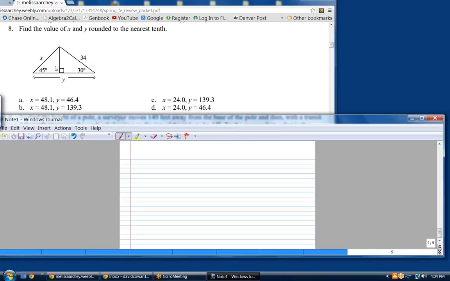Okay, now notice that every triangle they give you is a 45-45 or a 30-60. So it's not accidental that I keep giving you these 30-60 right triangles and 45-45 right triangles, because every problem comes down to one of those. Right. So it's not really necessary to use trig functions here. Okay.